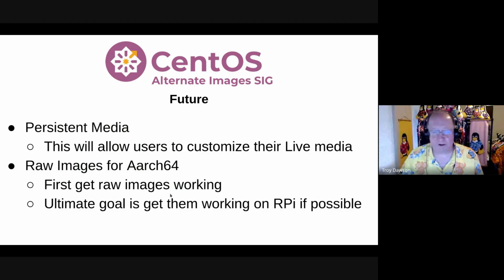So what is our future? Persistent media. We're still trying to get persistent media working. We're still working on getting raw images for ARM64. Once we get the raw images for ARM64 going, it would be really nice, but we'll have to see about doing this, getting them working on Raspberry Pis, just because that's what everybody wants if they're doing ARM64s. They want it working on their Pi. We'll give it a shot, but first we need to get the raw images working.